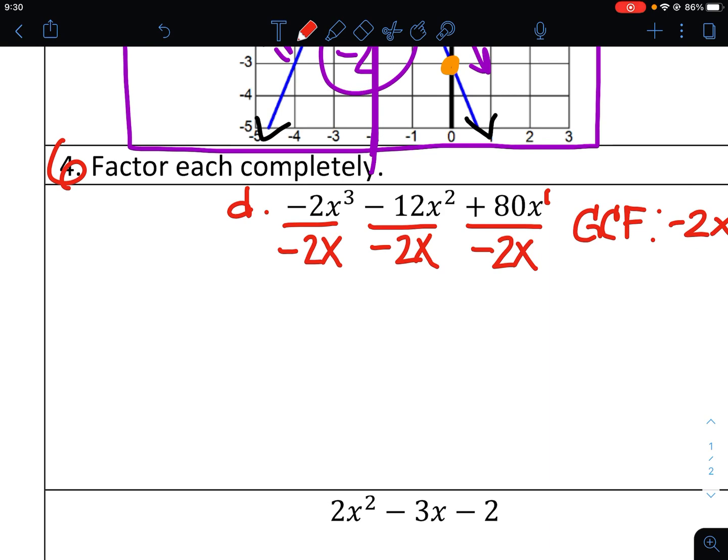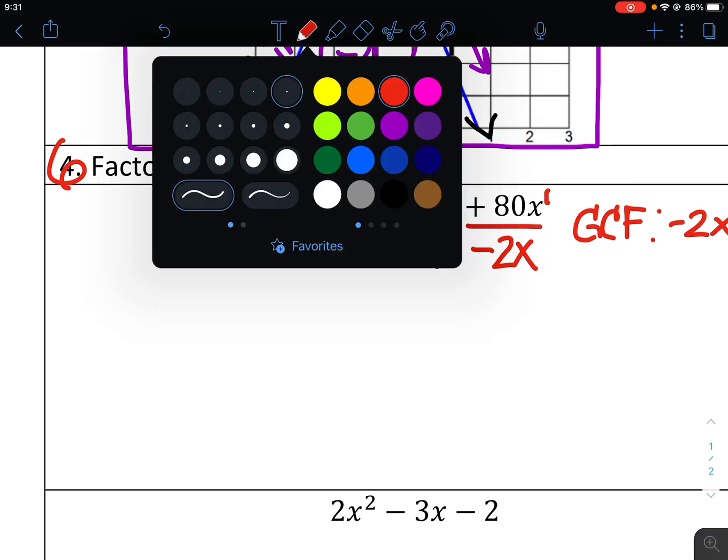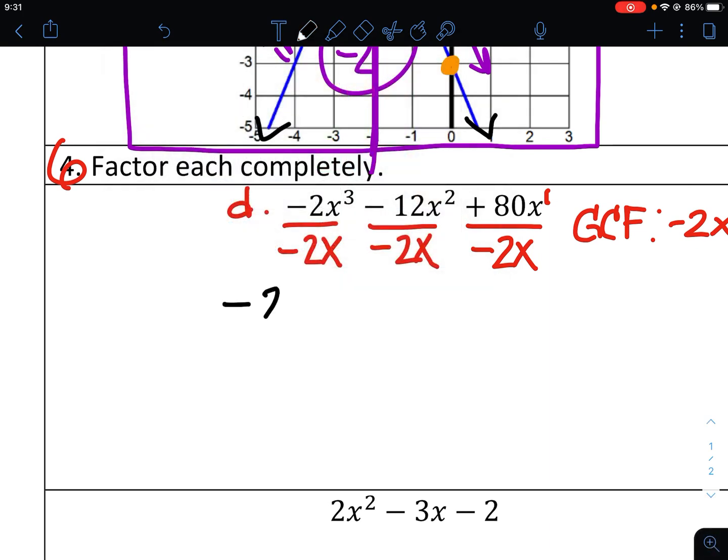So what happens then, remember your GCF, let me write in a different color here, comes on the outside. And then when I divide, it's what's left over on the inside. Negative 2 divided by negative 2 is positive 1. And then remember with your exponents, you're subtracting. 3 minus 1 is 2. So we're left with x squared on the inside.